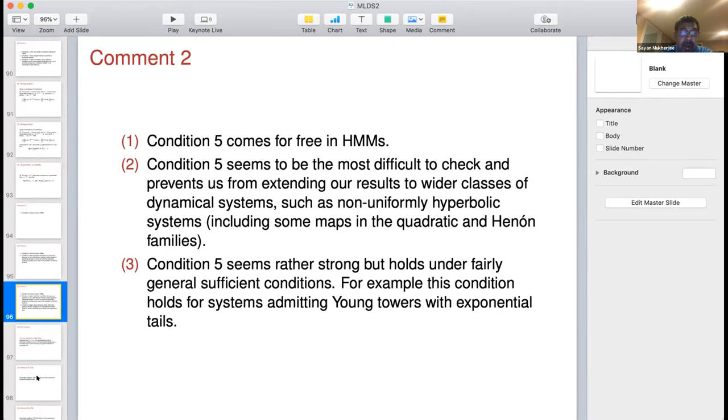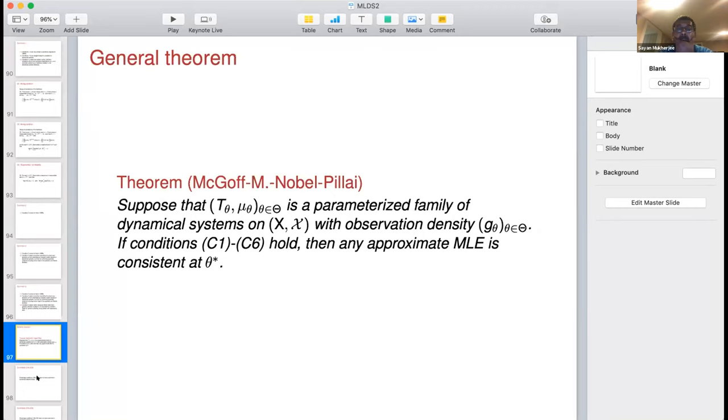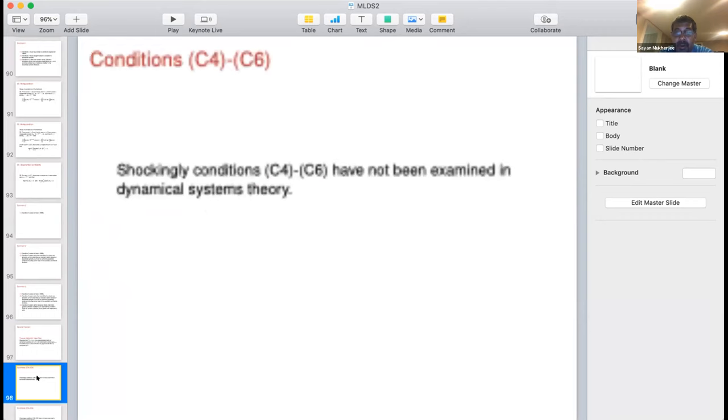Okay, so this is one of our results. Suppose that my family of dynamical systems is a parameterized family on X with this observation process. If these conditions hold, then any approximate MLE is consistent at theta star. So we found it interesting that conditions C4 through C6 were not examined in dynamical systems theory.